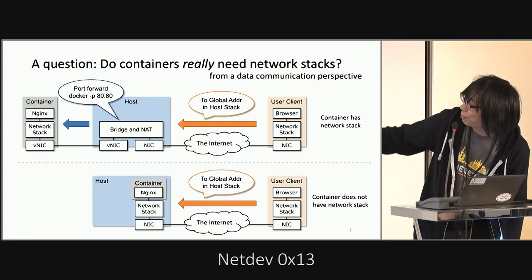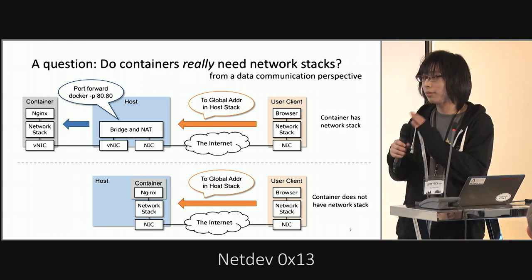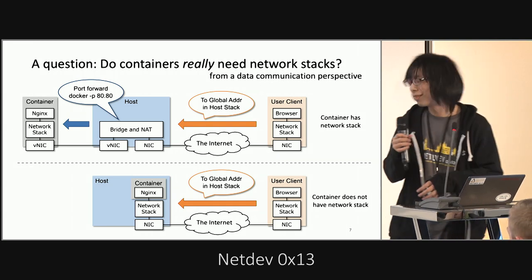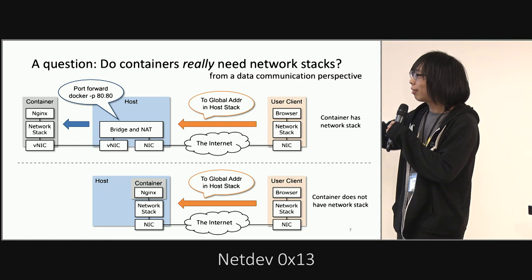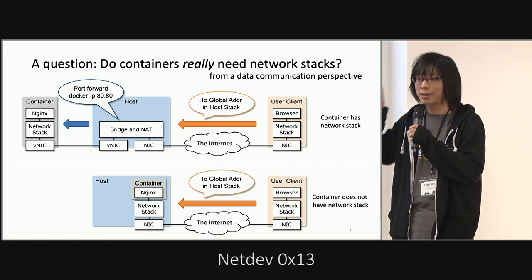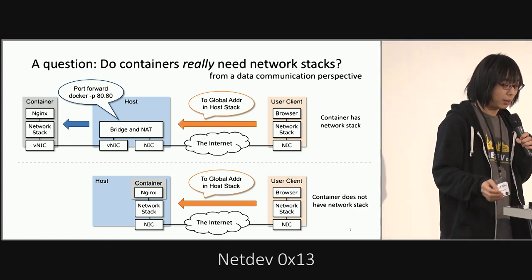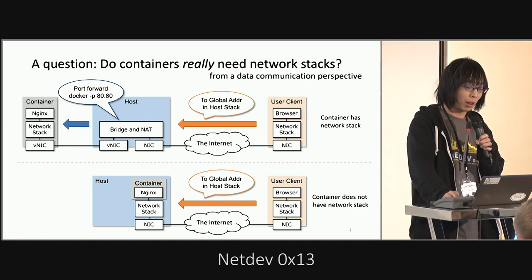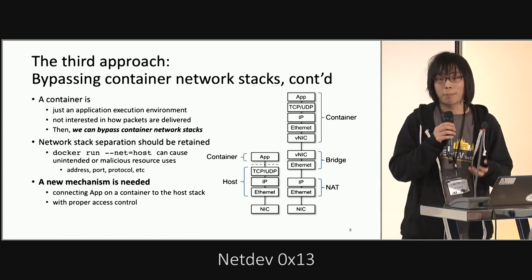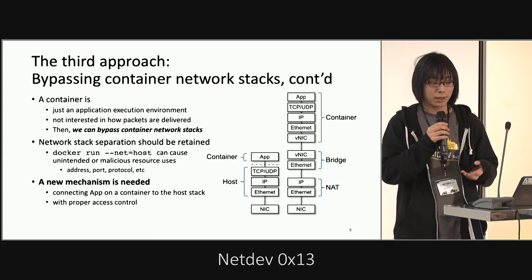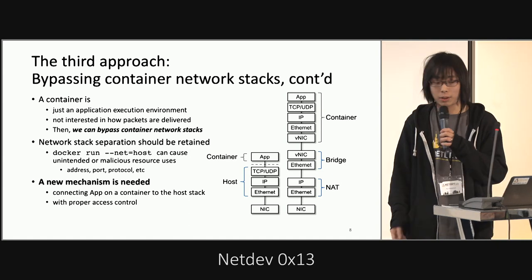As a result, there is no difference. From the data communication perspective, the user client sends identical data in both cases. So this is the reason we advocate that the container's network stack can be bypassed. A container is just an application execution environment, and the applications in the containers are insensitive to how packets are delivered. Then we can bypass the container network stacks.